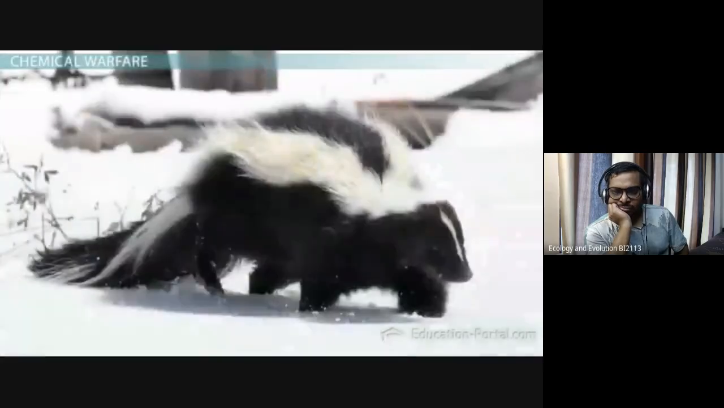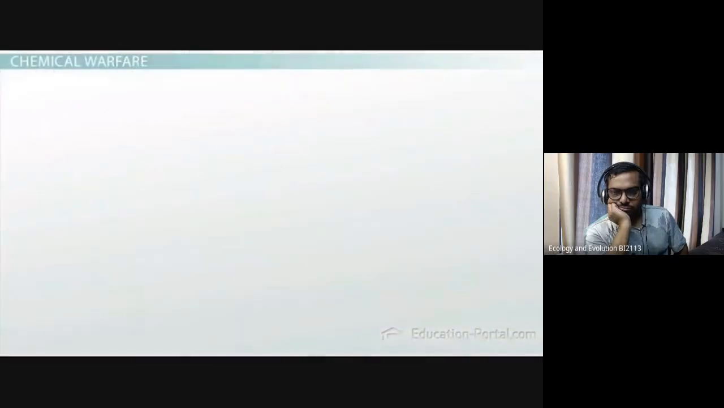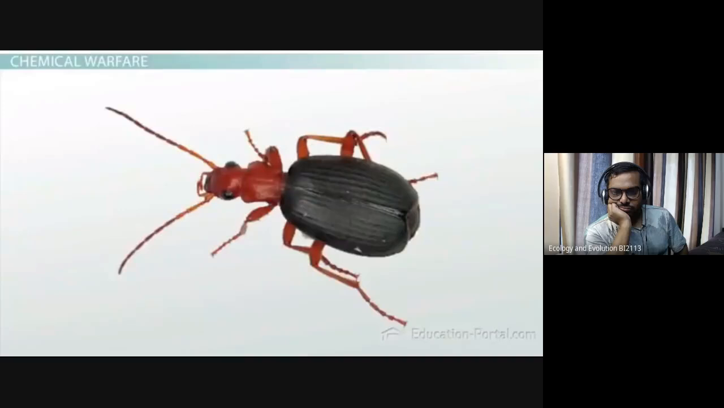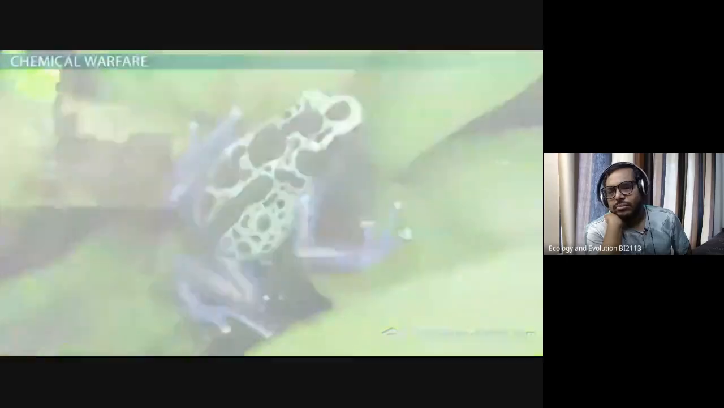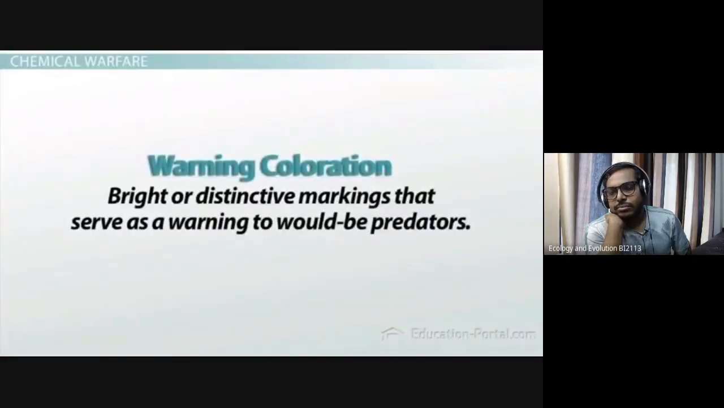Some organisms have resorted to chemical warfare to defend themselves against predators. The very distinctive smelling spray of the skunk comes to mind, and the bombardier beetle sprays would-be predators with a toxic chemical in a similar fashion. Some organisms are themselves poisonous, like this poison dart frog. Animals that use chemicals as a defense rarely use camouflage, quite the opposite in fact. These animals are usually brightly and distinctively colored to stand out. These markings are called warning coloration, and are bright or distinctive markings that serve as a warning to would-be predators.